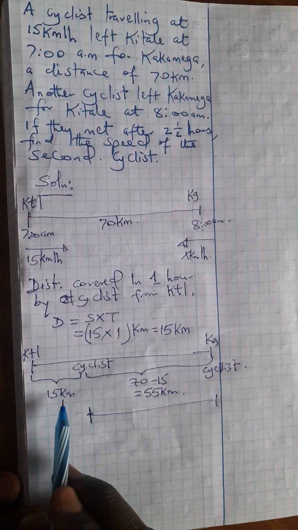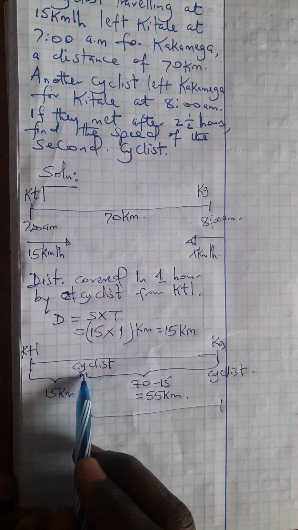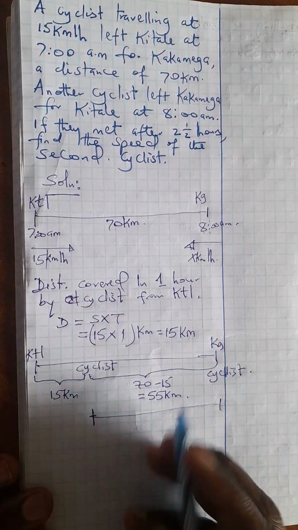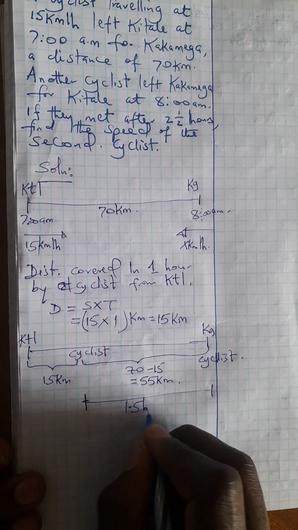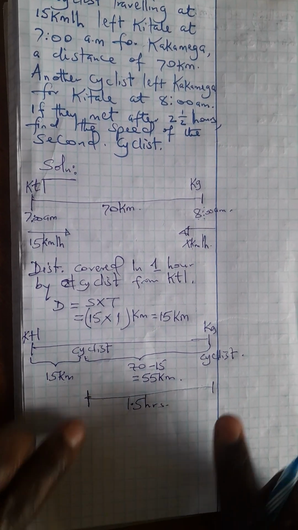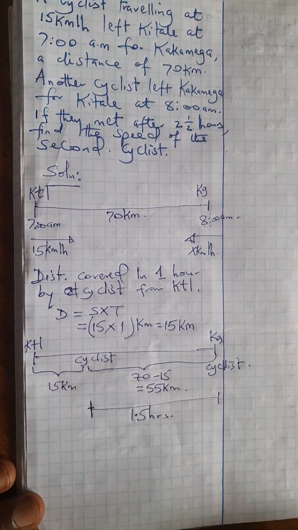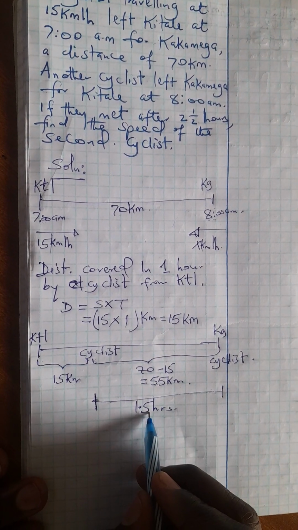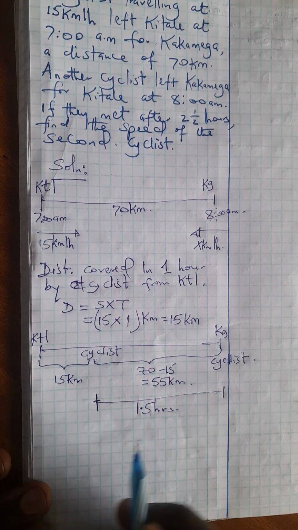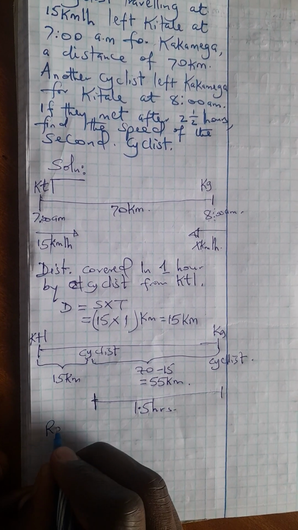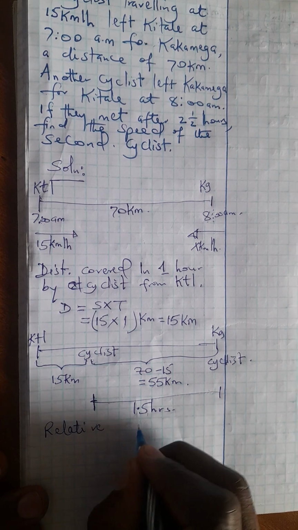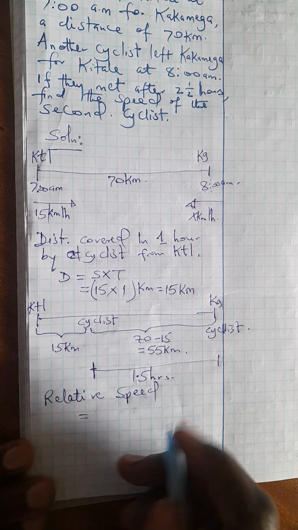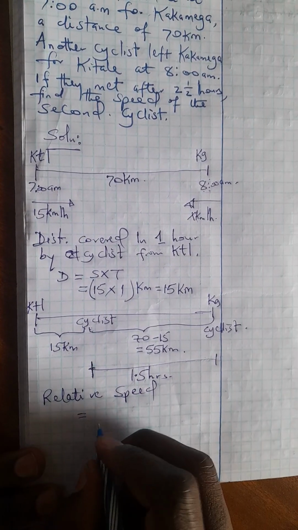The 1 hour that the cyclist traveled 15 kilometers is excluded. So out of 2.5, we only have 1.5 left. 1.5 hours left for both of them to meet. So this is the distance apart, and the amount of time taken for them to meet is 1.5. So relative speed: they are going to meet, so they are moving in opposite directions, so we add the speeds.